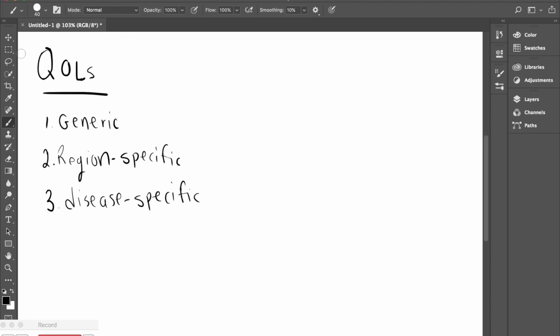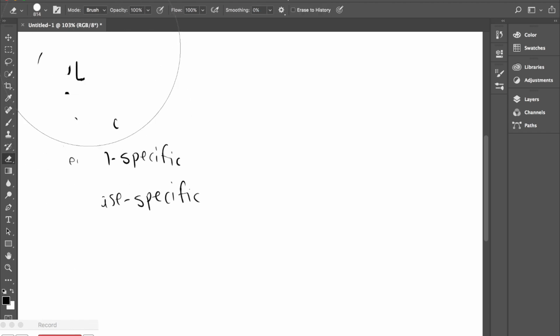Okay, so now we've looked at the different types of outcomes. Now we've looked at the different types of measurements, the different types of outcome measures. So how do we know that my outcome measure is valid or reliable? And that's actually what we're going to look at next. So let me just erase this off the grid.